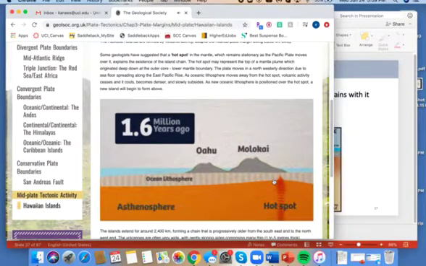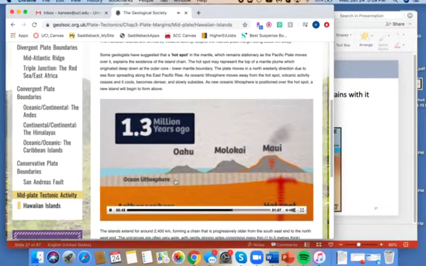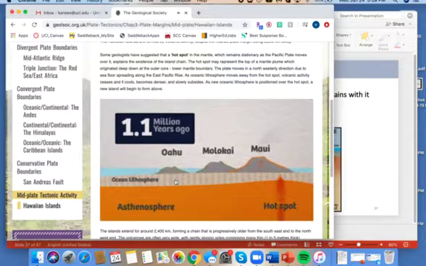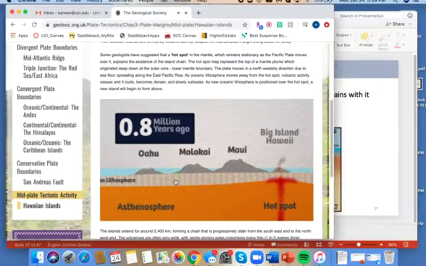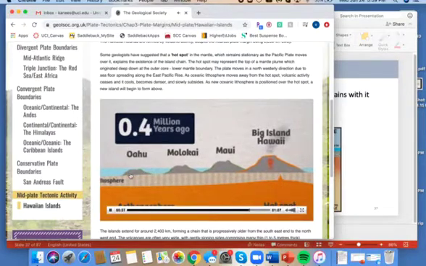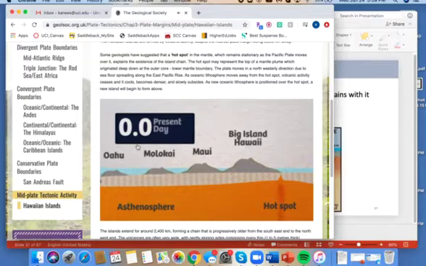Also, as this is going, this is millions of years, so the older islands get smaller. You'll notice that the biggest islands are the newer islands. They're getting smaller because of erosion. I should mention that. They're just slowly being eroded away.